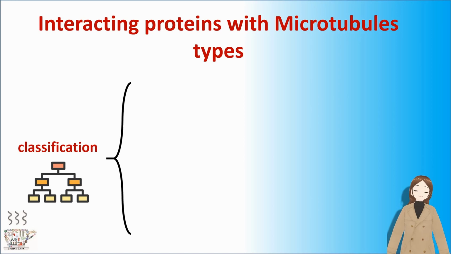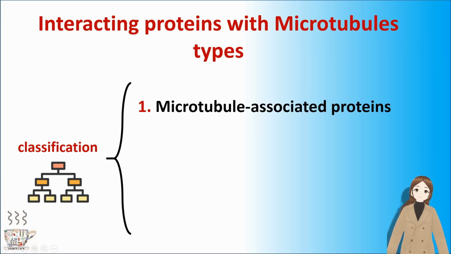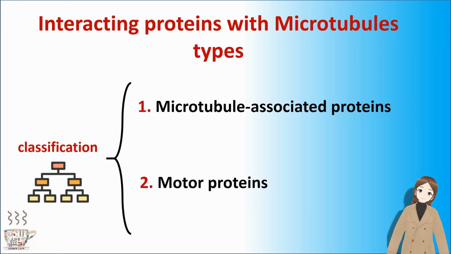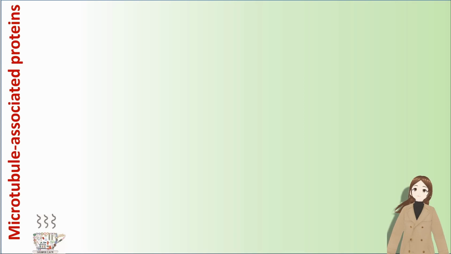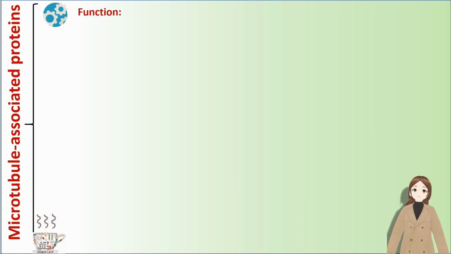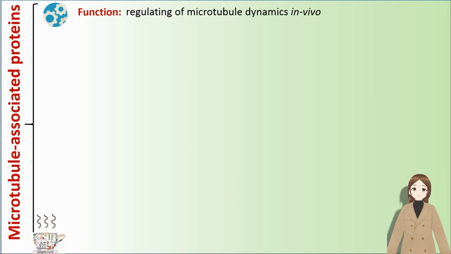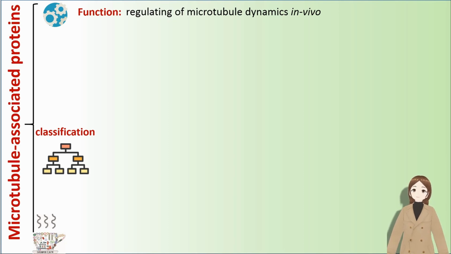Interacting proteins with microtubules can be divided into two groups: microtubule-associated proteins and motor proteins. Microtubule-associated proteins play a role in regulating microtubule dynamics in vivo. They can be divided into 4 subgroups.